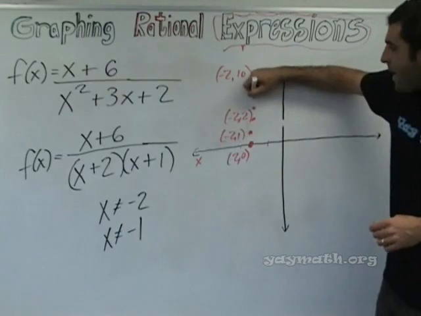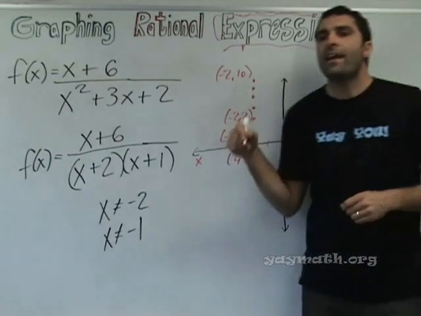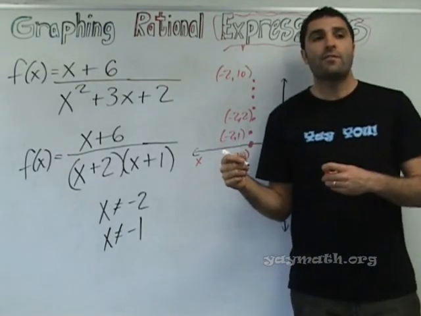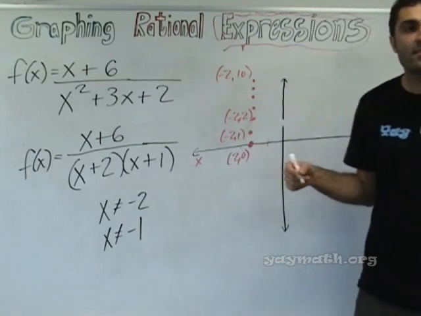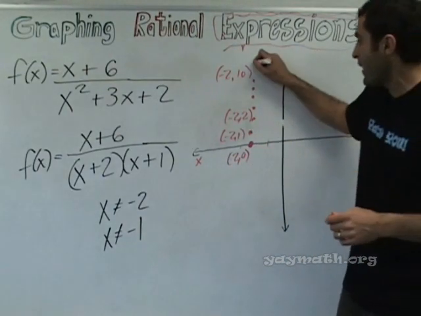So in fact, how many points are there for x to be negative 2? An infinite number of points. And where do they lie? They lie on this vertical line.